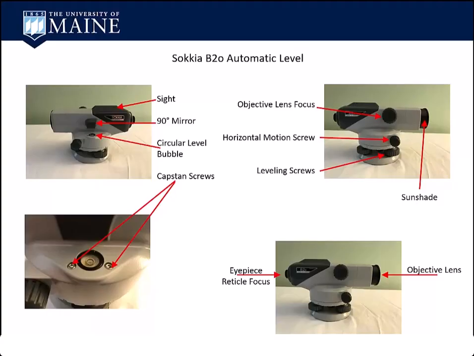So there's a gun sight for rough sighting. The 90-degree mirror allows you to set it up and not have to be on your tiptoes to look over the bullseye bubble. And these sit on a tripod; they have the same 5/8 by 11 thread in the bottom, and they have 3 leveling screws like a tribrach. The only difference is this doesn't detach. It's one piece when you take it out of the instrument case.